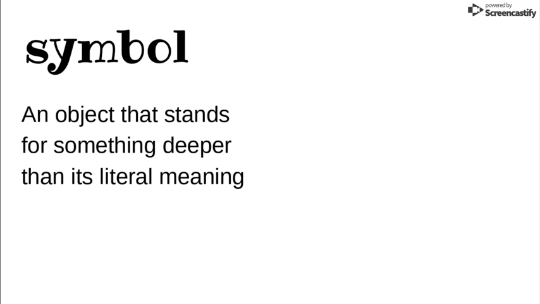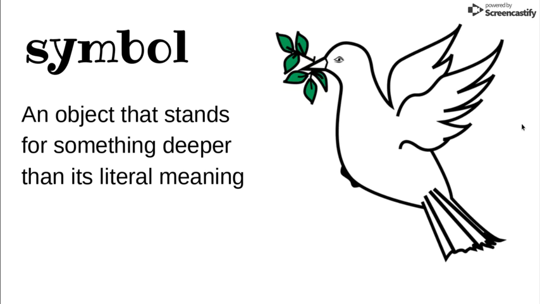So a symbol is an object that stands for something deeper than its literal meaning. So when an author is using a symbol, he or she's trying to get across some deeper message than just that object's literal meaning. That object is representing something more. So, for instance, a dove often stands for peace or for hope.